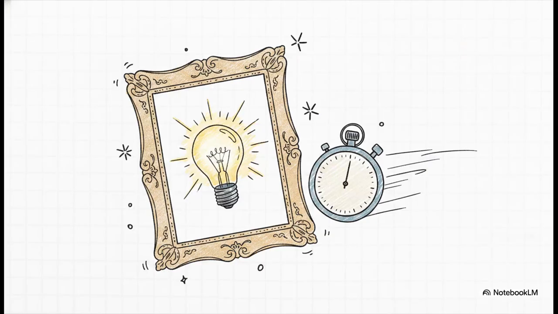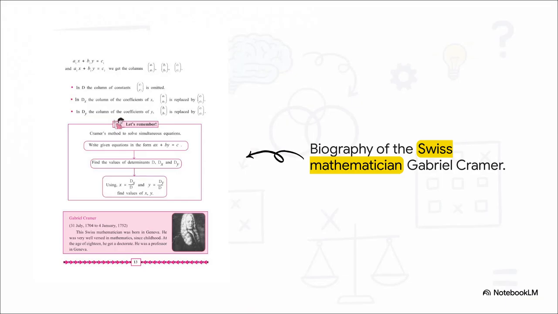who exactly was Gabriel Cramer? Let's look at the history behind the math. Well, this phenomenal method is named after the Swiss mathematician Gabriel Cramer. Born in Geneva, he was such a remarkable scholar that he actually earned his doctorate at the age of just 18. Can you imagine? His brilliant structural thinking is exactly what saves us so much calculation time today.